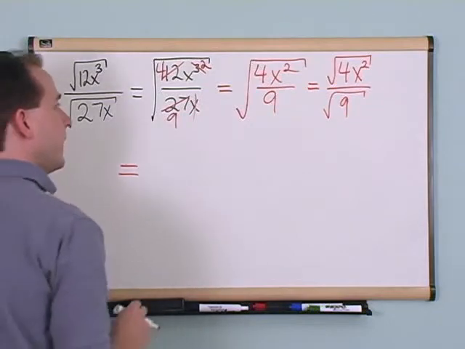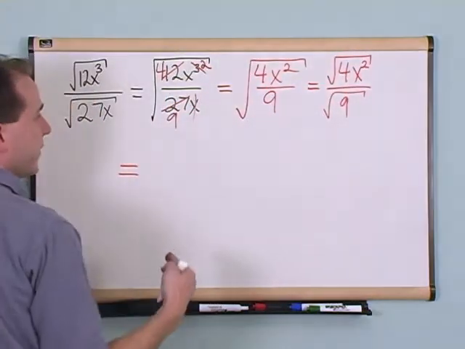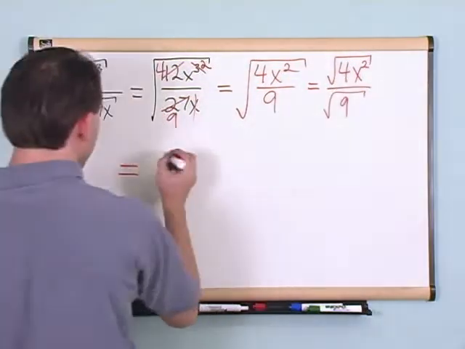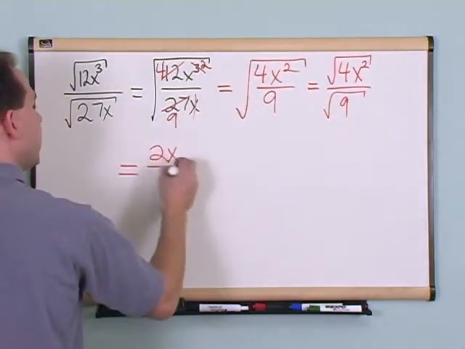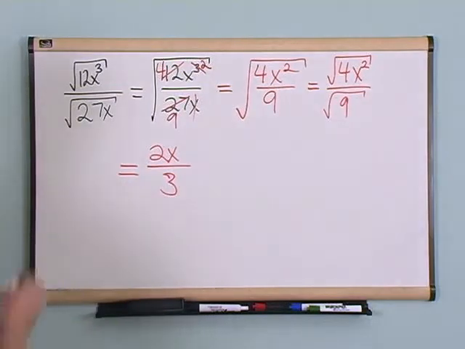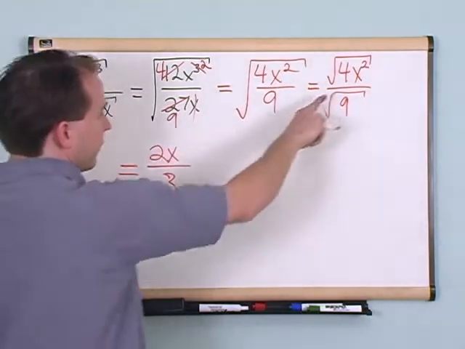Okay? For the top radical, I'm going to skip a few steps here because I think you're far enough along to understand this. Square root of 4x squared, I'm going to just write it down as 2x. That's the answer to the top. The square root of 9 is just 3. And that's the answer.